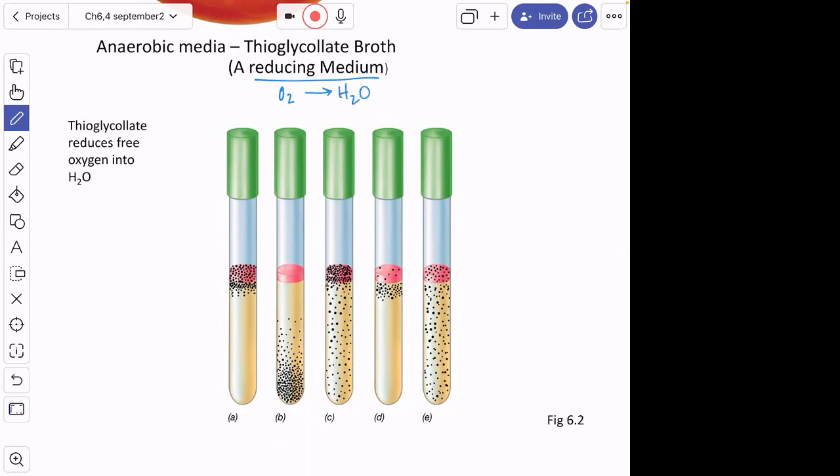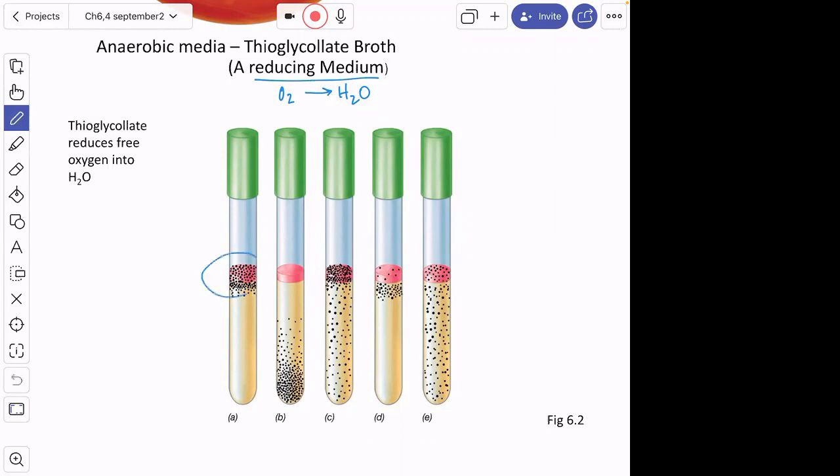When you add electrons, remember, you're usually adding protons as well. Those protons kind of hitch a ride so that oxygen gets reduced to water. So essentially, there's a chemical reaction in that media that gets rid of oxygen. If we're trying to understand if an organism needs oxygen to metabolize or not, we can inoculate that and then look to see where it grows.